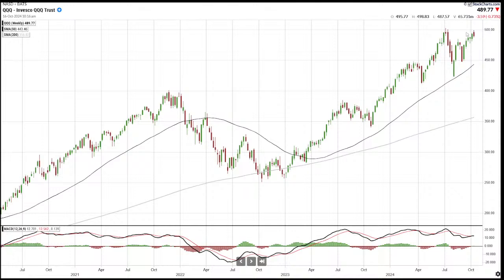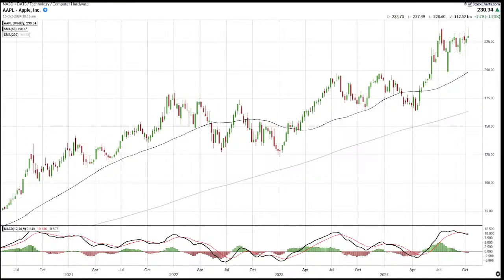And of course, a lot of this is going to depend on earnings of the mega cap stocks, the big guys, right? Because as I just mentioned, we're right in the thick of earnings season here. So let's look at Apple. So we're on weekly charts here, right?